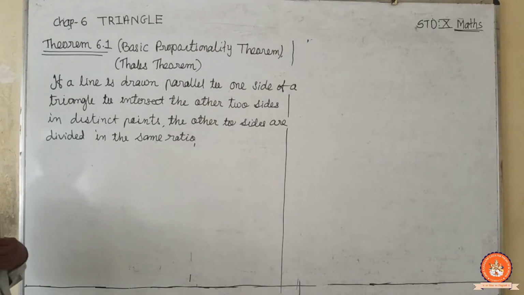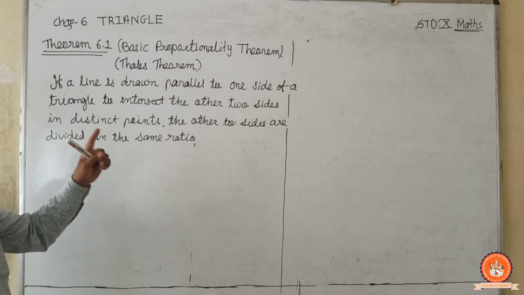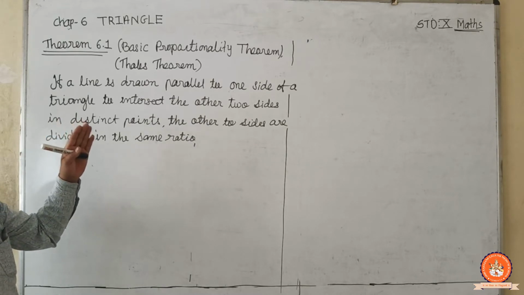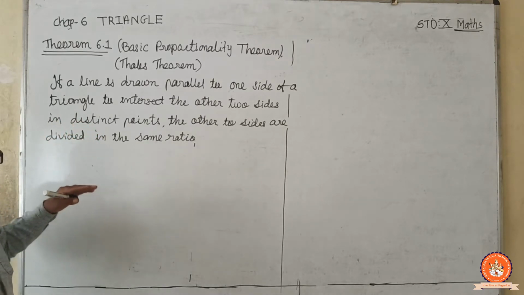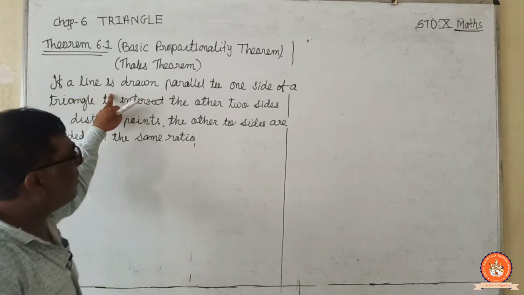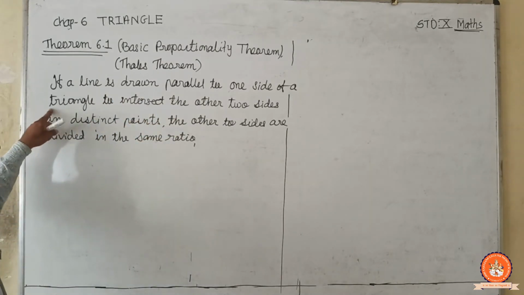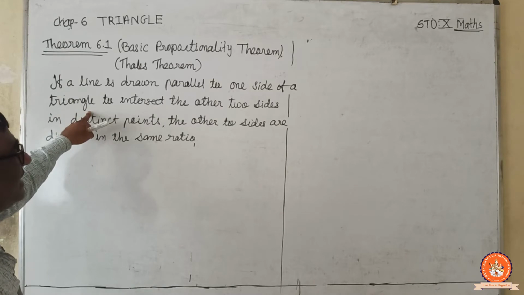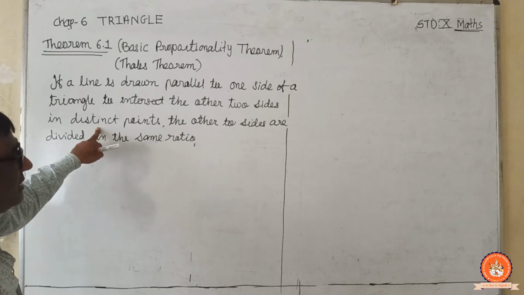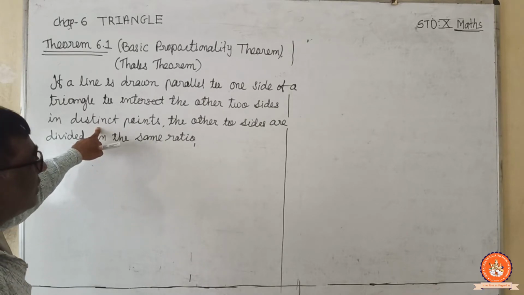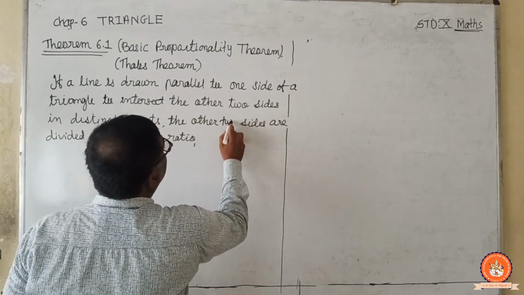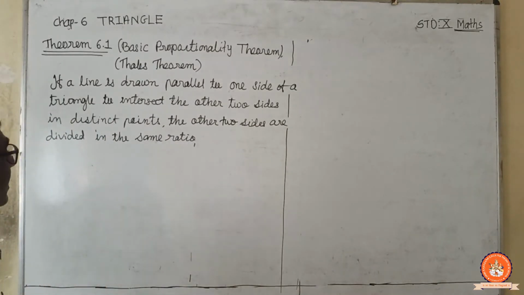Now theorem number 6.1, it's a basic proportionality theorem, BPT. It is also known as Thales theorem. Now see, this is the theorem. If a line is drawn parallel to one side of a triangle to intersect the other two sides in distinct points, then the other two sides are divided in the same ratio.